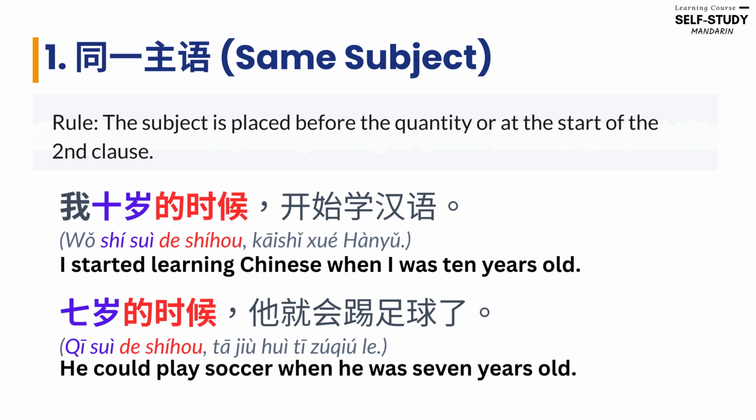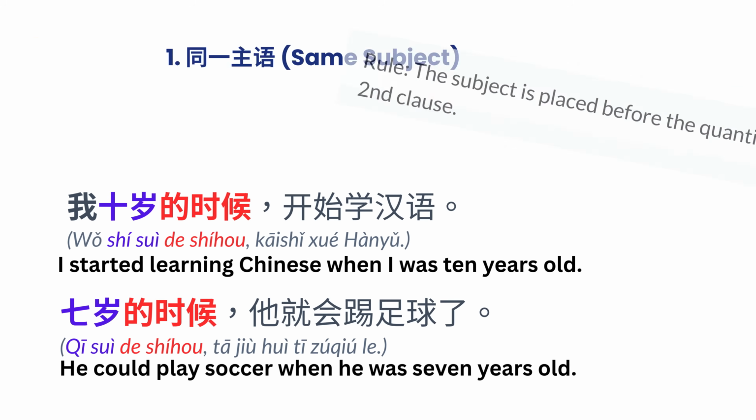Let's look at the first example. 我10岁的时候开始学汉语. I started learning Chinese when I was 10 years old. Notice how I, 我, is placed at the very beginning. Example 2. 7岁的时候他就会踢足球了. He could play soccer when he was 7 years old. Here, the subject he, 他, is placed at the start of the second half of the sentence. Both ways are completely correct.